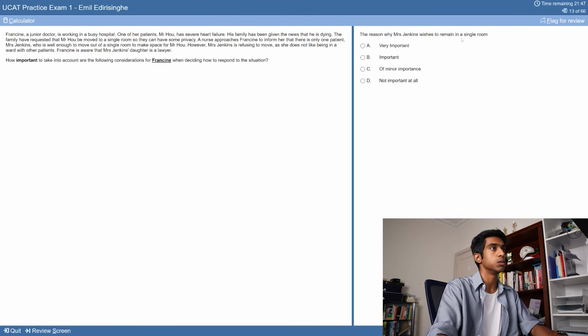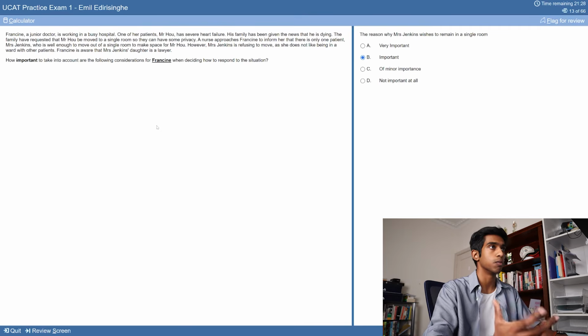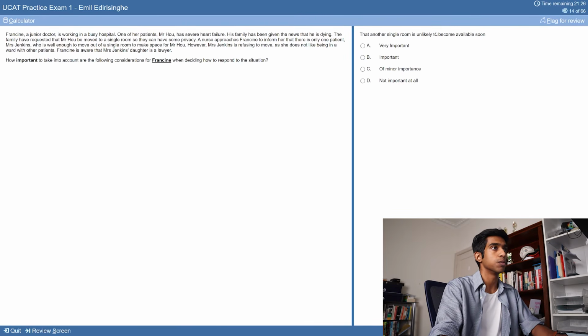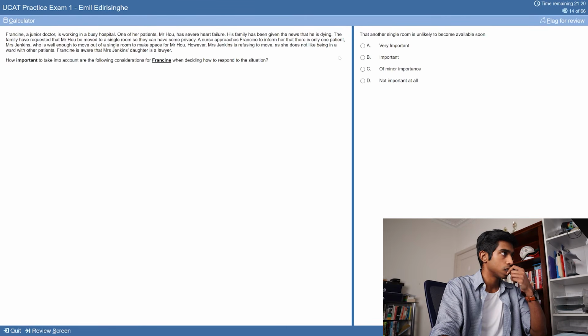The reason why she wishes to remain in a single room is important. The reason it's not very important is because it's also important to consider, in my opinion, why Mr. Ho needs to move out of the room as well, and weighing those things up. Another single room is unlikely to become available soon. So I think this is probably B or C.